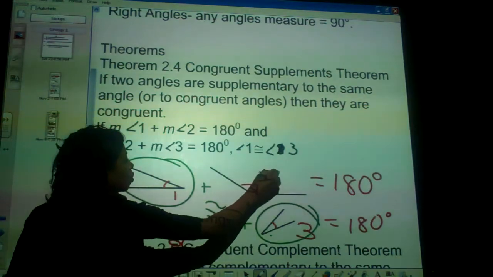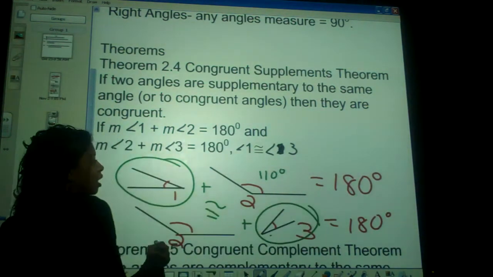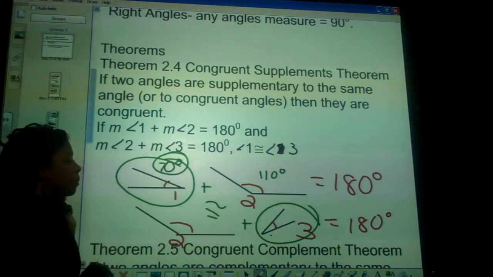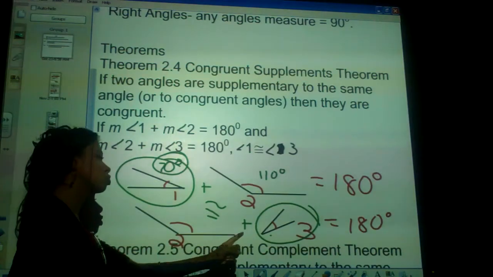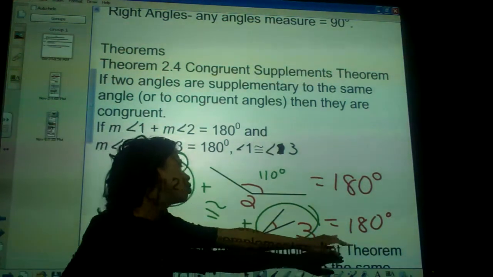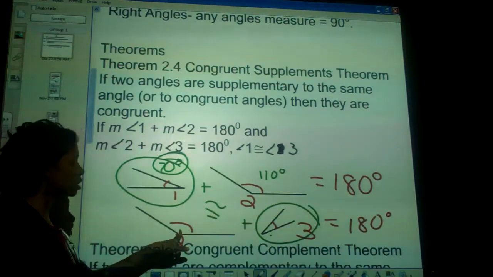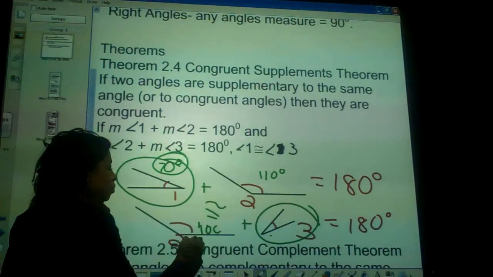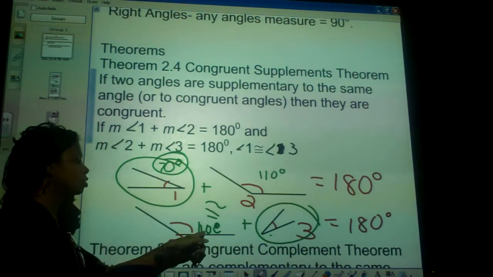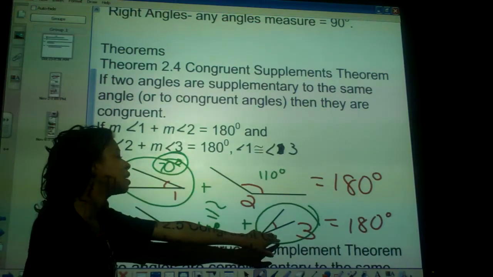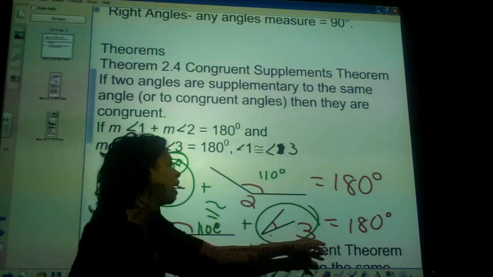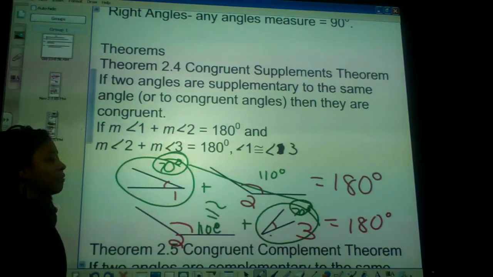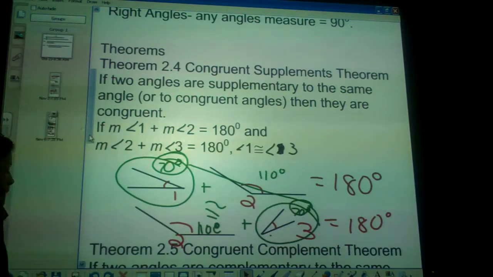So this is 110 degrees, and this is supposed to equal 180. You can know by subtraction that this angle here is 70 degrees for the measure of angle 1. And if the measure of angle 2 plus the measure of angle 3 is equal to 180 degrees, and angle 2's value still has not changed, it's still equal to 110 degrees, that means that because these two angles equal 180, I can just subtract and find that angle 3 is also 70 degrees, which is the same value as angle 1. Okay?